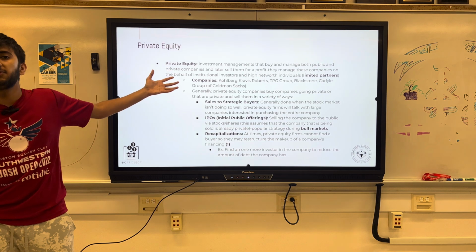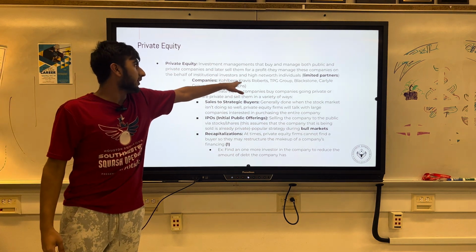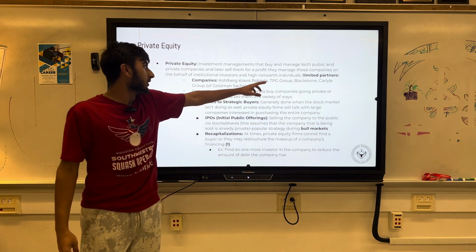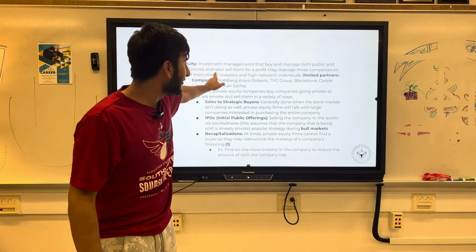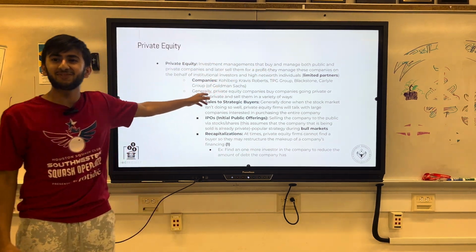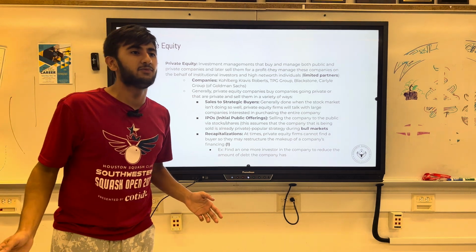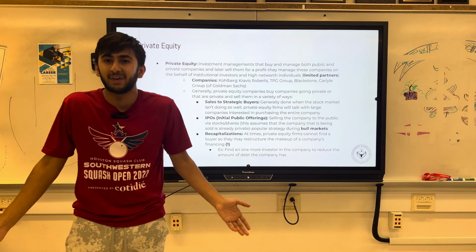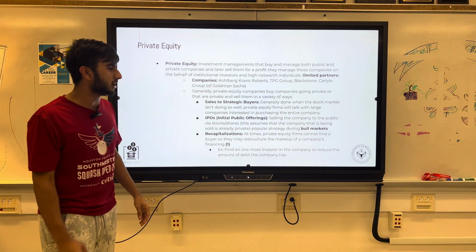So what are some realistic examples? KKR, TPG Group, Blackstone, Carlyle Group, Goldman Sachs. Wait a second. Goldman Sachs is an investment bank. What does this mean, right? What question you should be asking yourself while I tell you something is, how the heck does this relate to an investment bank? Investment banks are profit-making behemoths. They want to make as much money as possible.